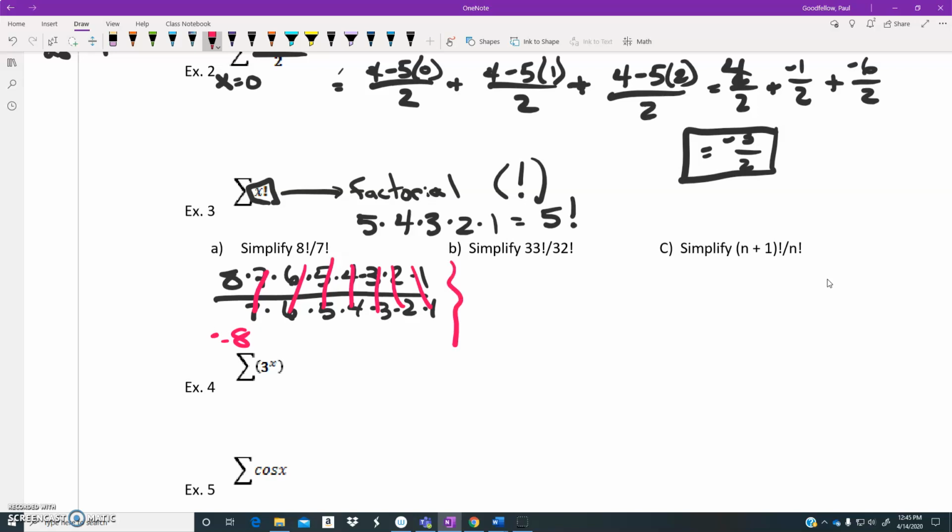Kind of a jump ahead. Do you think we could probably come up with 33 factorial divided by 32 factorial? I don't want to write it, but that 32 factorial would take care of all the 32 to 1 on the top. And the answer would be 33.